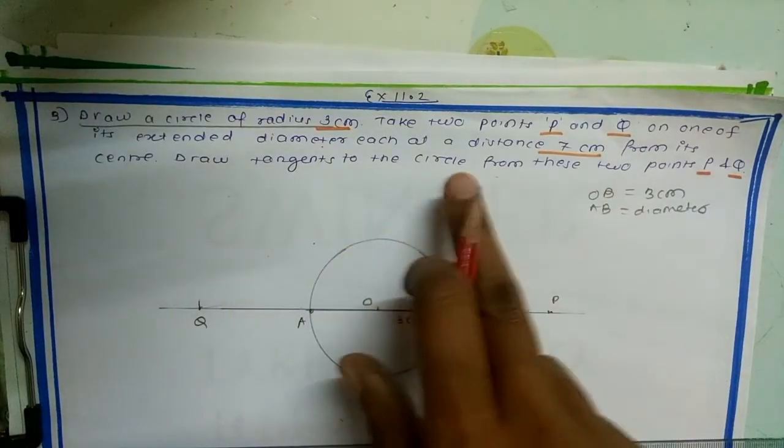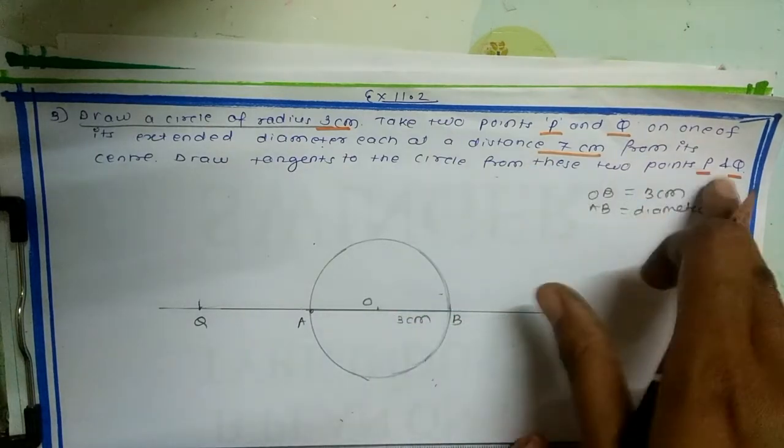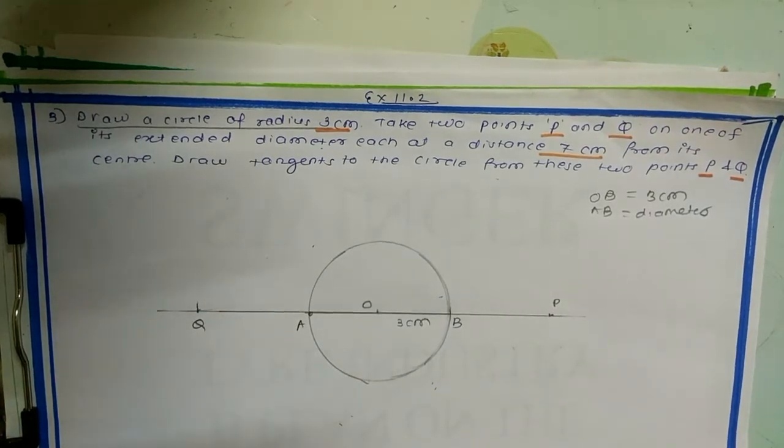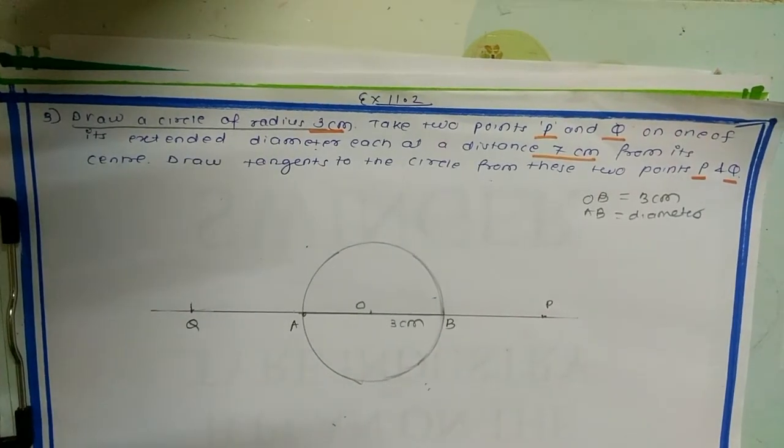Draw tangents to the circle from these 2 points P and Q. So here we have the 2 external points P and Q. From P we have to draw tangents, and from Q we have to draw tangents. From one external point we can draw a maximum of 2 tangents, and from here also we can draw 2 tangents. So totally we have to draw 4 tangents here.